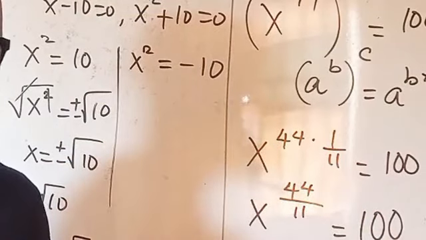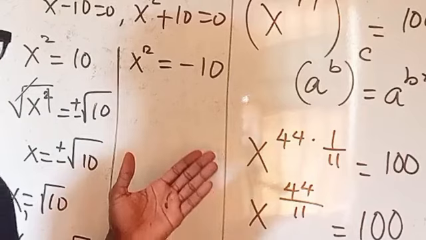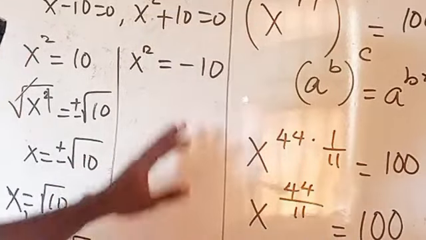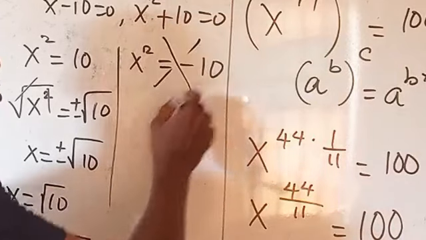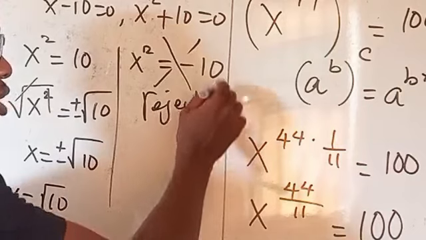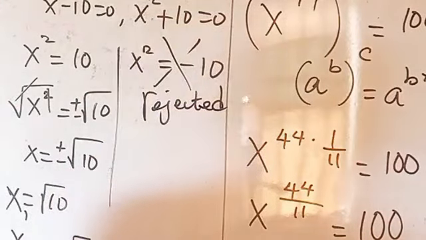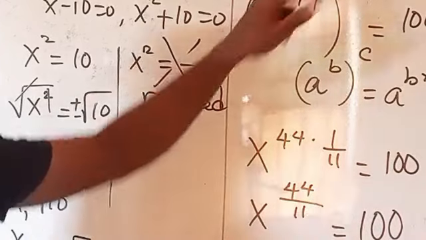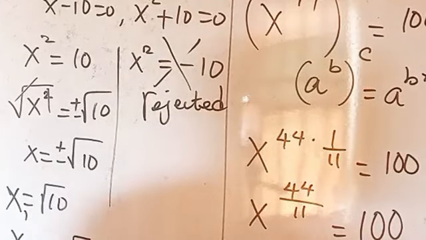Now if you say we should solve this further, x raised to power 2 cannot give us a negative number, all right? So on the set of real numbers, we are not going to have a solution here. So we reject this solution. It will be rejected, all right? So the only valid solutions we have are when the value of x is root 10 or minus root 10, all right?